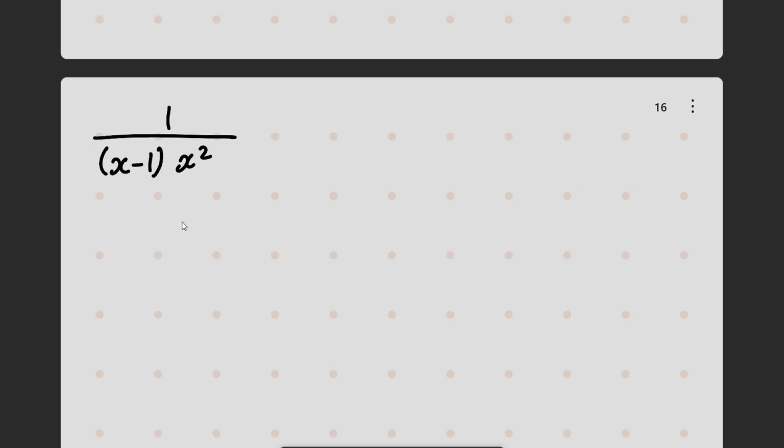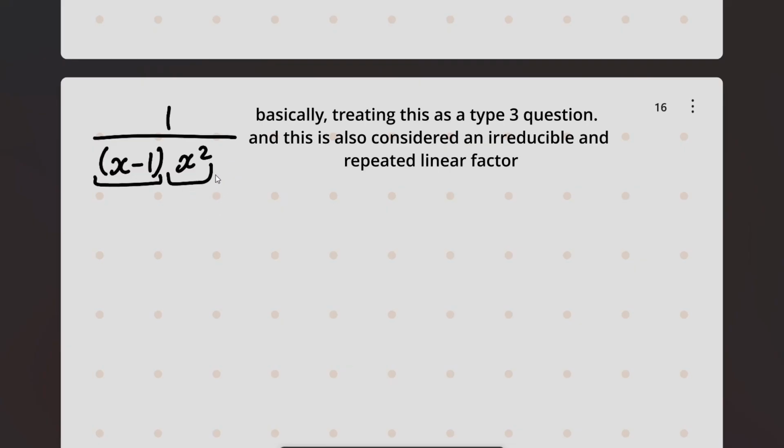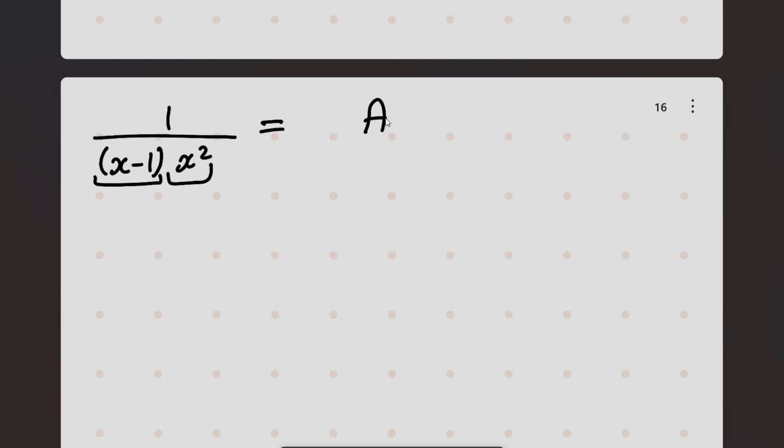And over here, you could see that we have x minus 1 as one of our factors and x squared as one of our factors as well. X squared cannot be reduced. We're going to take this as an irreducible quadratic. So in that case, we're going to get A over x minus 1, and as we've said before, the degree of the numerator should be less than the degree of the denominator. So you're going to get Bx plus C over x squared.